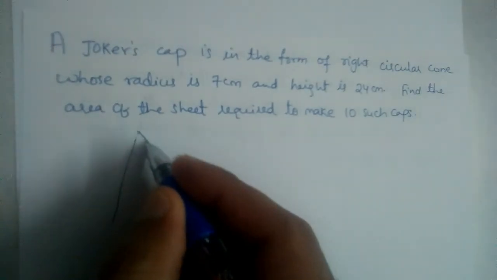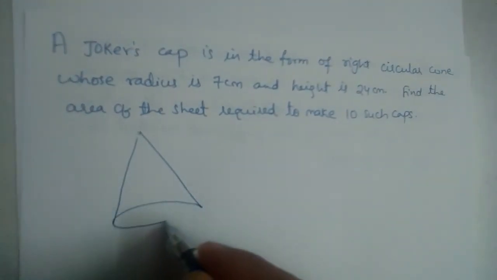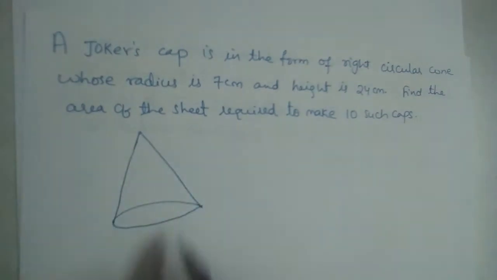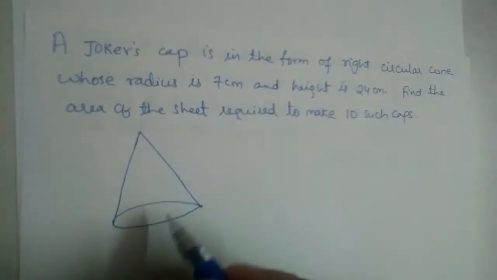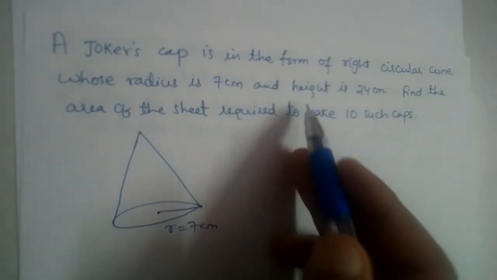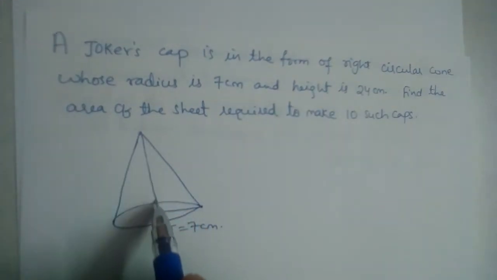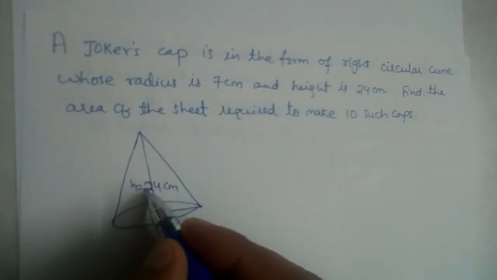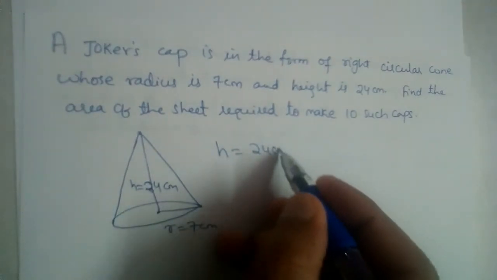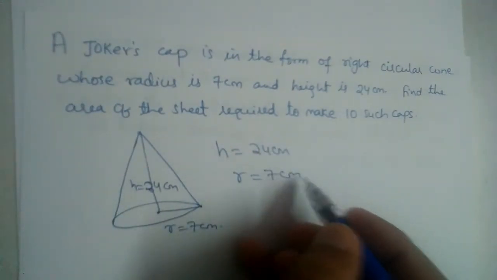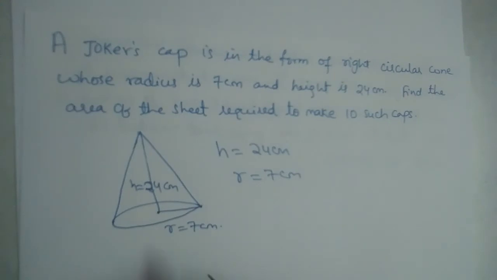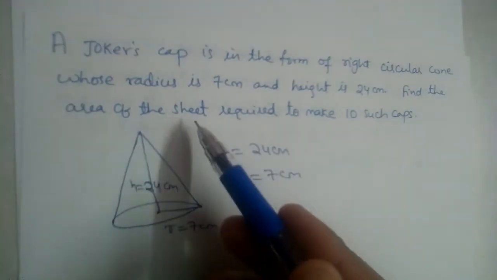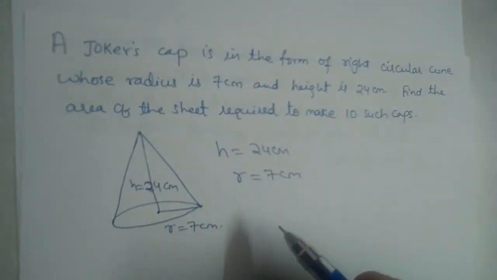Let us draw a cone first. Alright, this is our cone. We have a joker's cap which is in this shape. And what are the dimensions given? Radius is 7. So this radius is equal to 7 centimeters. And what is the height given? 24. So this height is 24 centimeters. So h is equal to 24 and r is equal to 7 centimeters. Find the area of the sheet required to make 10 such caps.